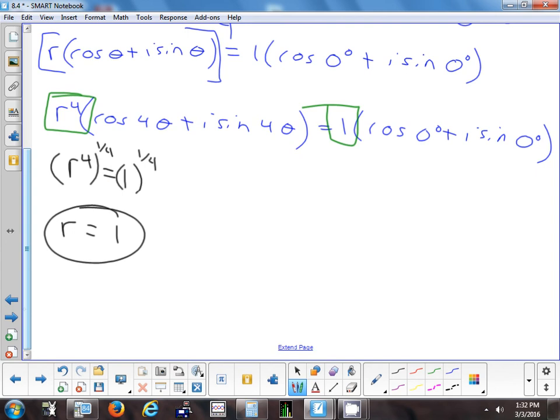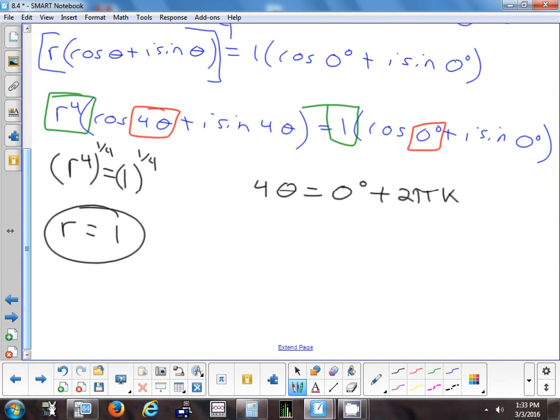Now I need my angle. So that has to match that plus something we have to be careful with. So 4 theta equals 0. But what do I have to add onto 0? And let's do this one in radians. 2 pi k. Okay. So now what?